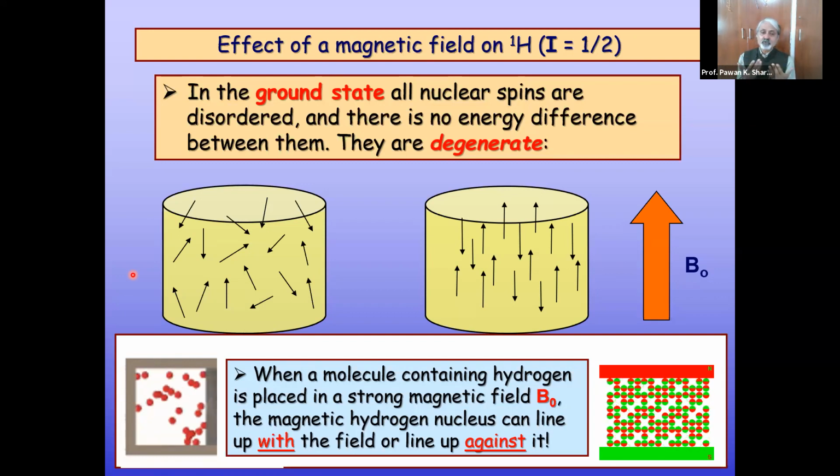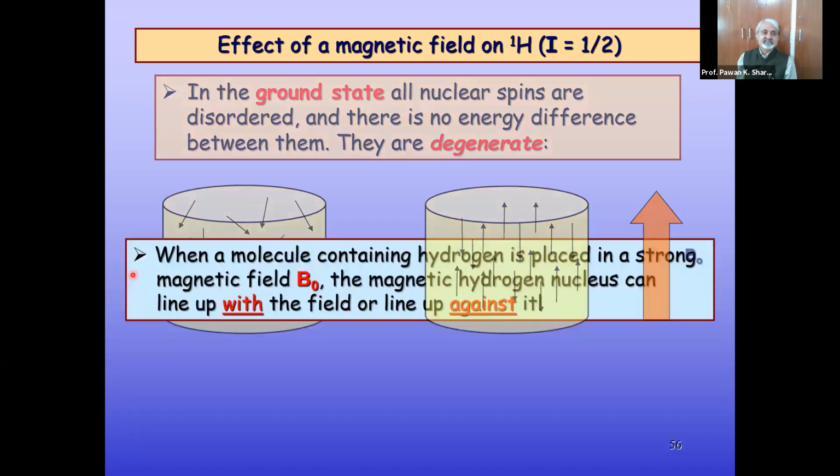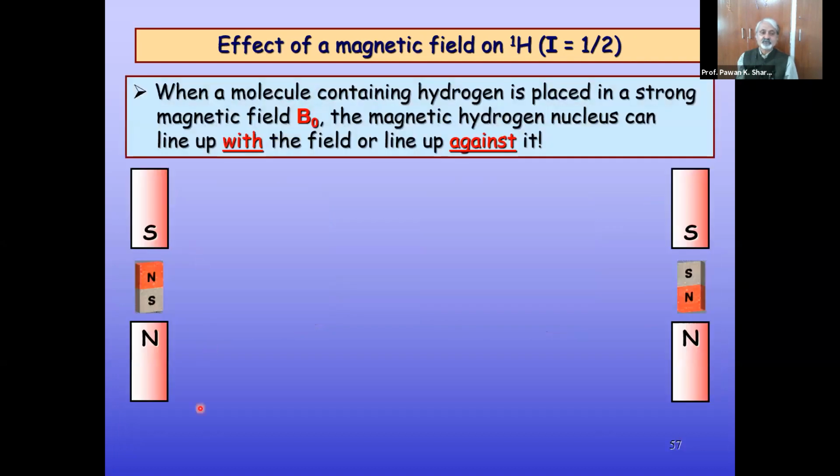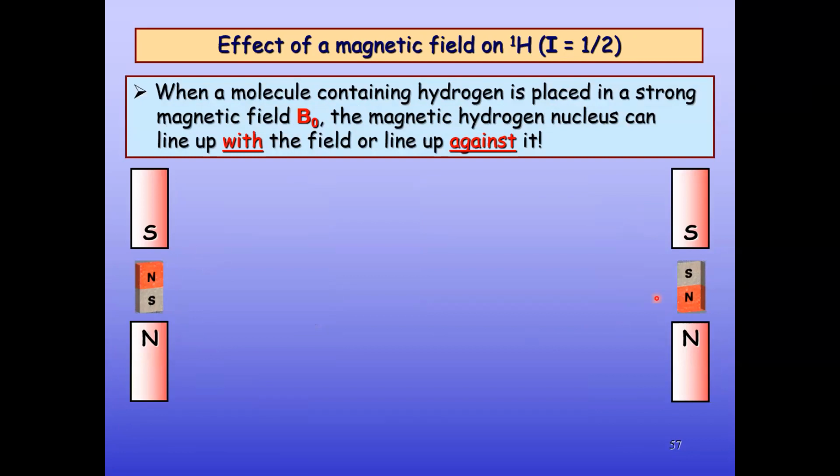And what would be those two orientations? One would be aligned with the applied magnetic field, and the other would be against it, opposing the applied magnetic field. So it would have only two orientations. Most books show this with bar magnets: south north, south north, that is aligned; north north, south south, that is against, not aligned.